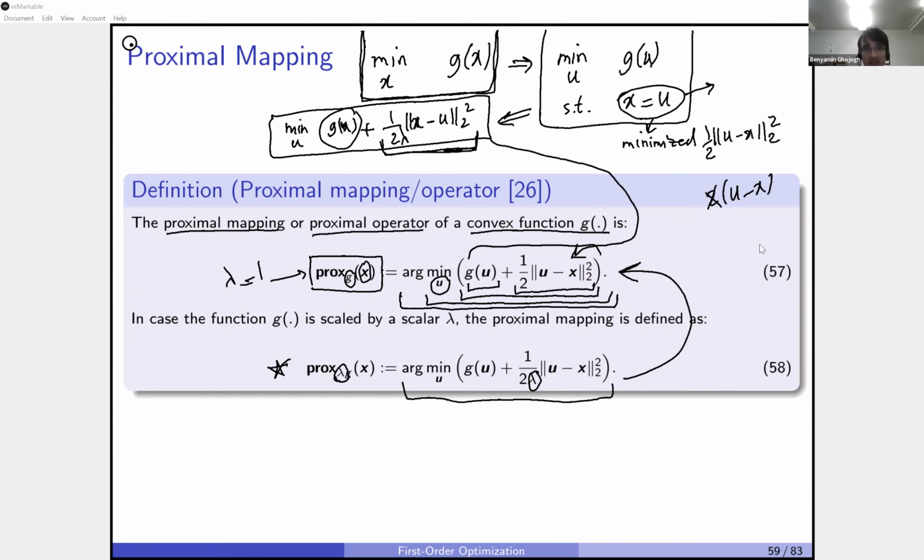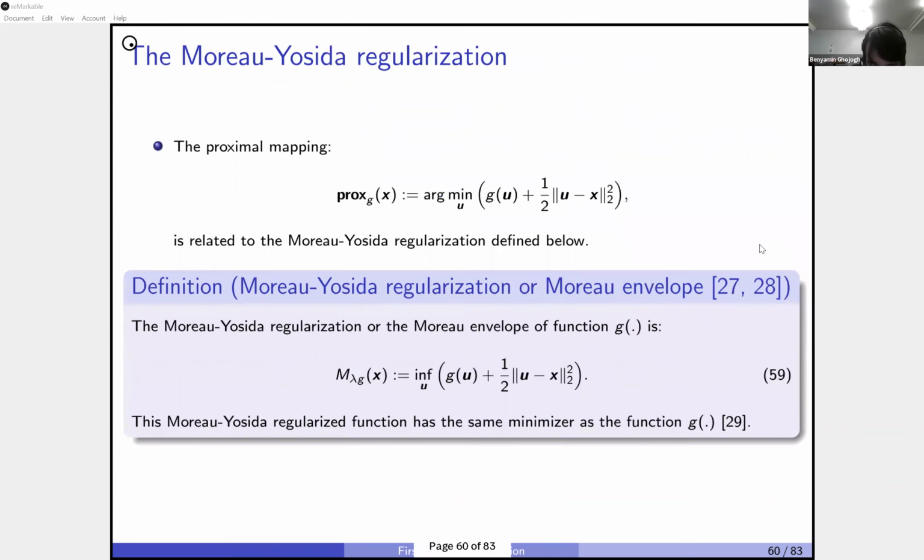Okay, now we'll see that this proximal operator has a lot of use cases in optimization. We'll see how. A lot. It's a family of methods, actually. So what is proximal mapping? We talked about it in the previous slide.